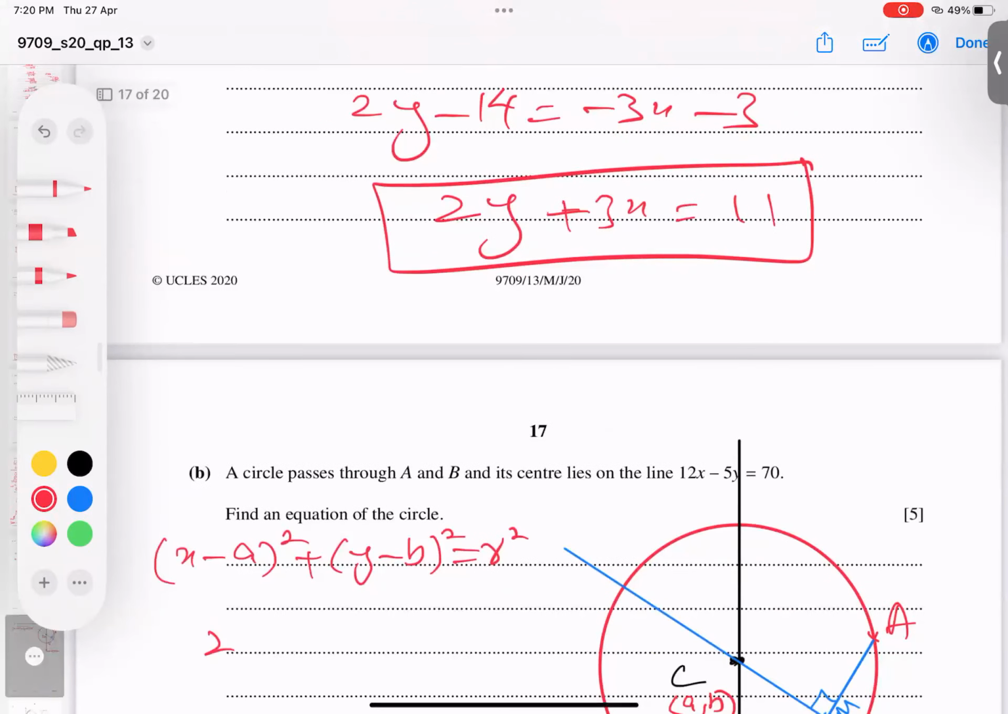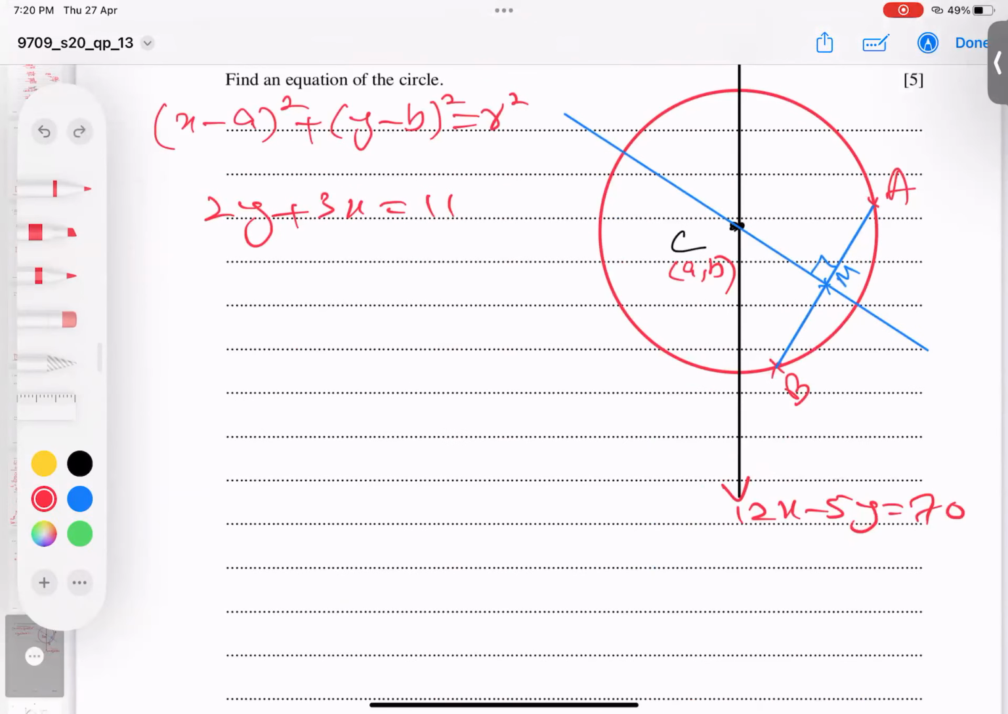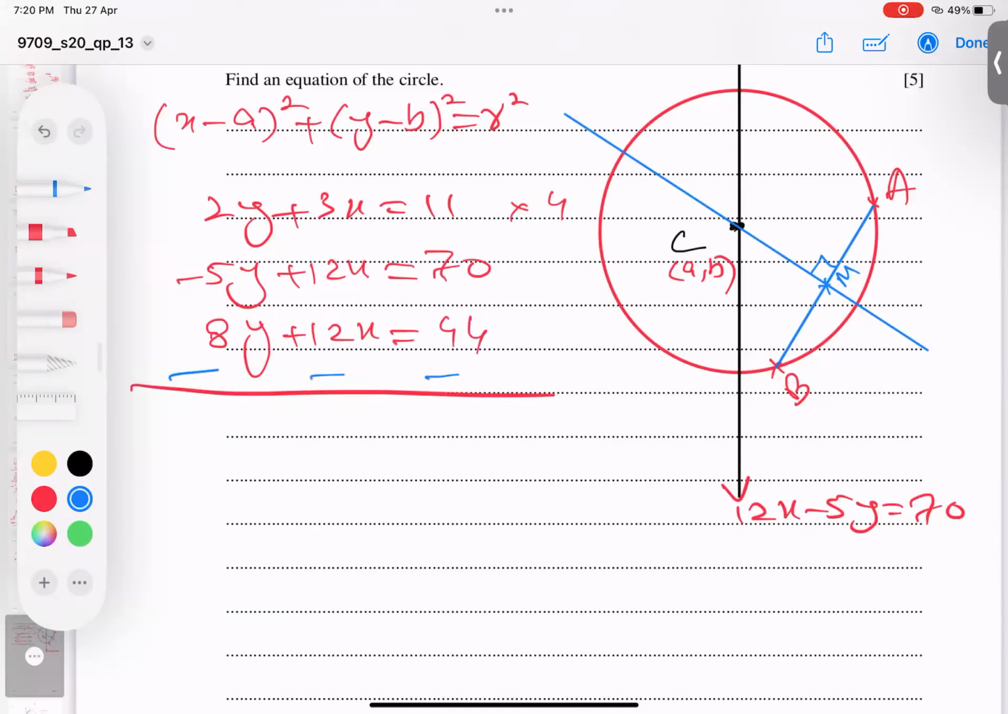So I'm writing 2y plus 3x equals 11. And this line I'm writing under it, in order: minus 5y, then 12x, equal to 70. But how can I solve it? I have 12, I need 12 here. So multiply the upper equation by 4. 4 2s are 8, 4 3s are 12, 4 11s are 44. And now I change signs because I want to subtract. Here I got negative 13y. And from 70 subtract 44.